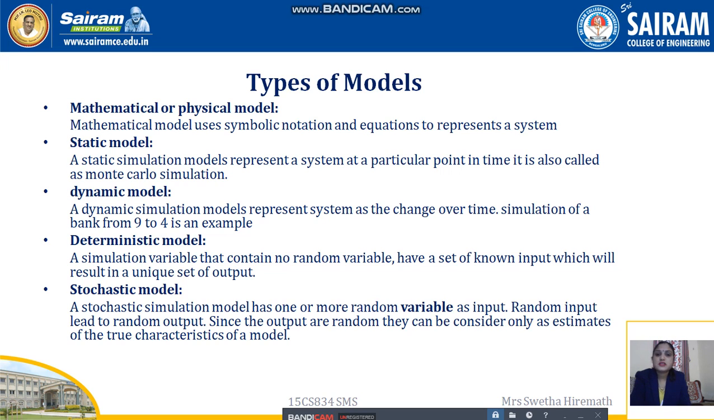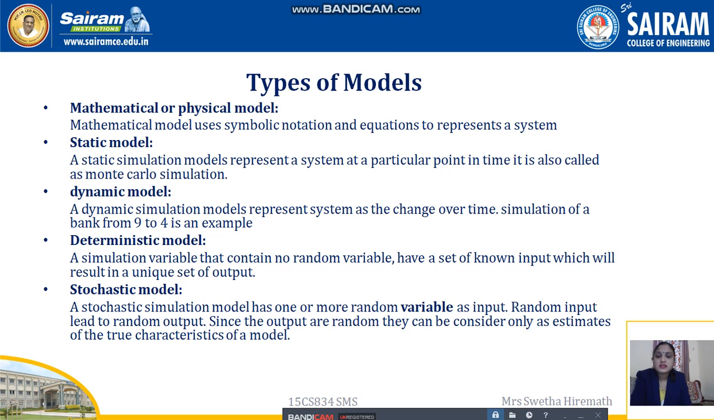A mathematical model uses symbolic notations and equations to represent the system. A mathematical model means it will consist of equations, problem solving, and some symbolic notations. Whereas a physical model means we can feel and touch the model. That is a physical model which we can see with our eyes, which we can touch, and we can make changes with the help of our hands. So this is a physical model.